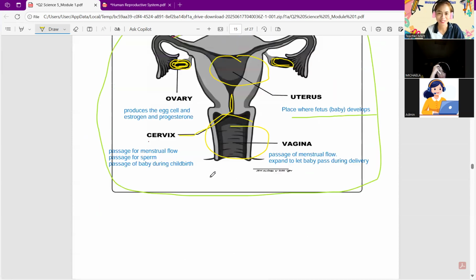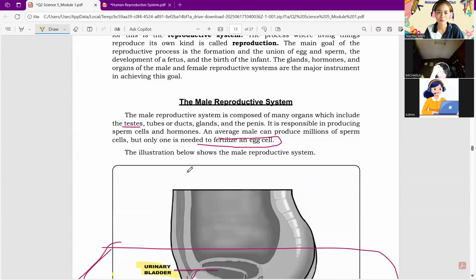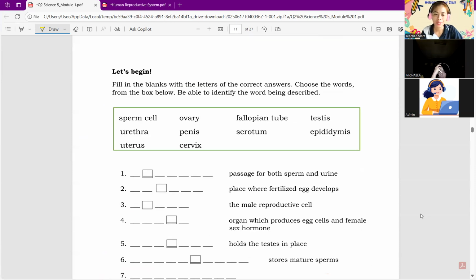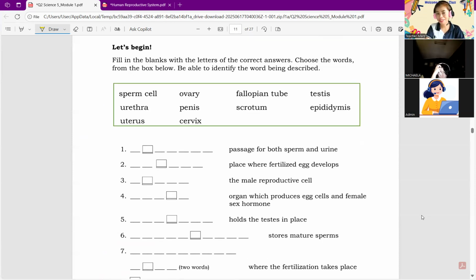Okay, let's try another one. Let's try with another activity. Okay, so here let's try to fill in the blanks. The instruction says fill in the blanks with the letter of the correct answers. So choose the words from the box below. So this is the box from which we will be choosing our answers, and then be able to identify the word being described. Okay. So how about number one?